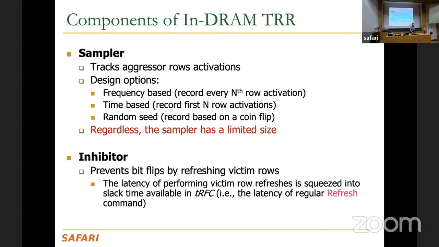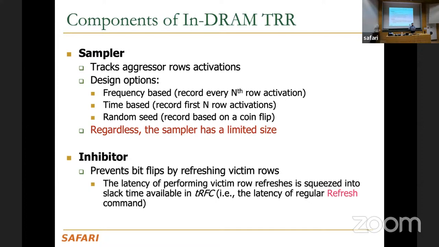And here, as I said earlier, the latency of performing the victim row refreshes is squeezed into slack time available in the refresh time. There's a latency of a regular refresh command, but there's a lot of slack that DRAM manufacturers use. They play a lot of tricks internally to do the refresh. They don't need the exact refresh time that is in the standard. The way the memory works today is there's a standard document that says, this is the refresh time. Once the memory controller issues a refresh, it cannot issue anything to this bank or rank because we assume that the DRAM is doing refresh. But internally, DRAM is not doing refresh all the time, because DRAM manufacturers have optimized this and figured out, okay, I have some more time here. I'm going to do RowHammer refreshes, basically target row refreshes. So that's what they do internally.